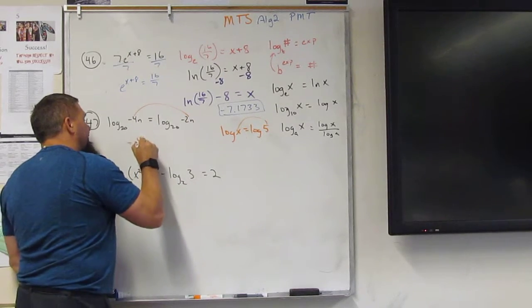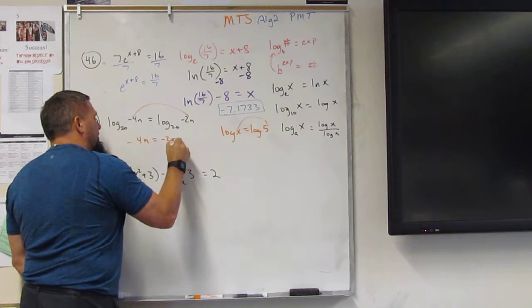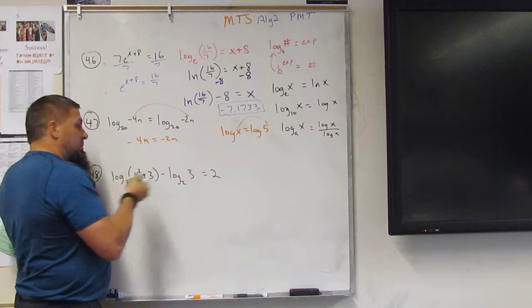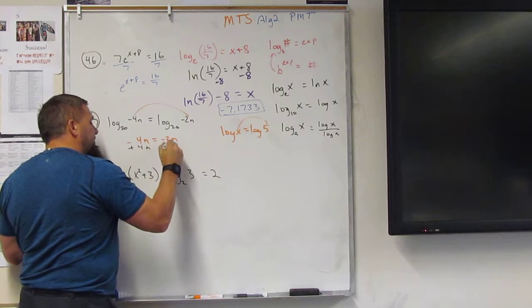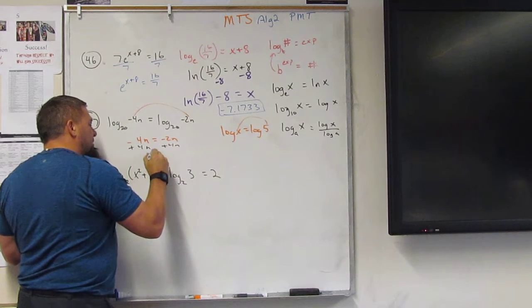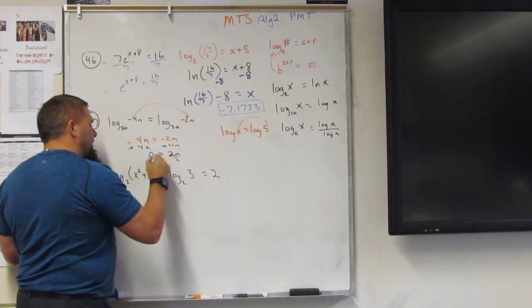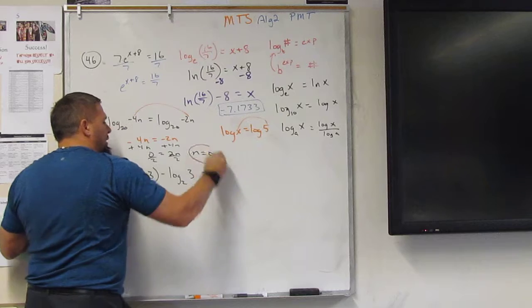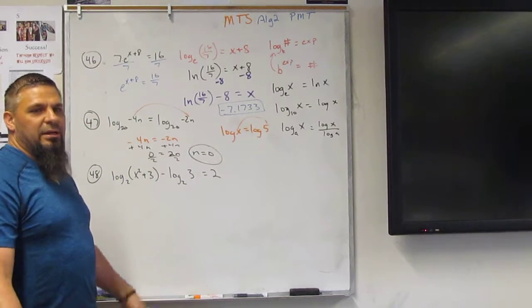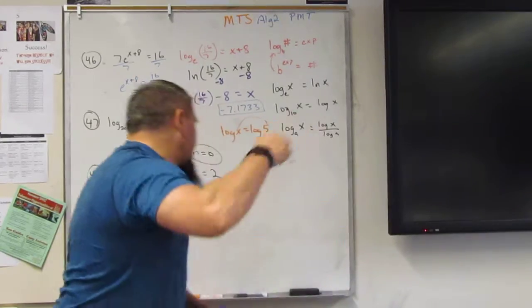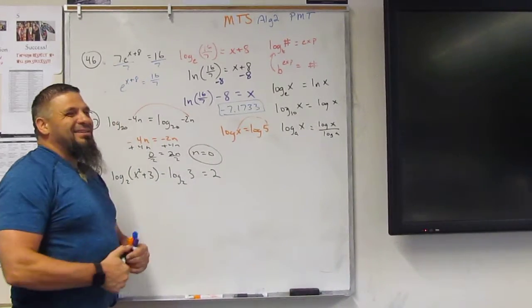Okay? So negative 4n has to equal negative 2n, right? So then I move the lowest one, plus 4n plus 4n. So I get 0 is equal to 2n, divided by 2, divided by 2, n equals 0. That was a piece of cake. Okay? Alright, next. This one's a little harder.